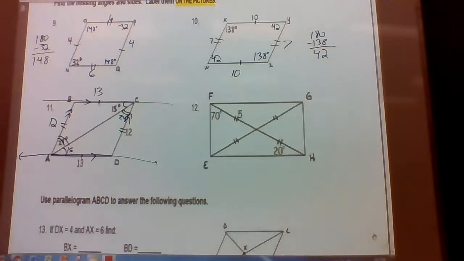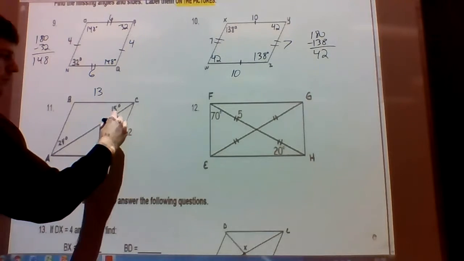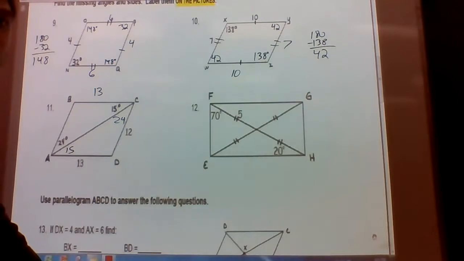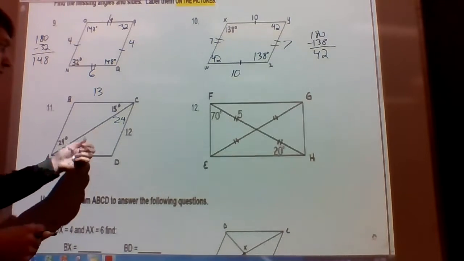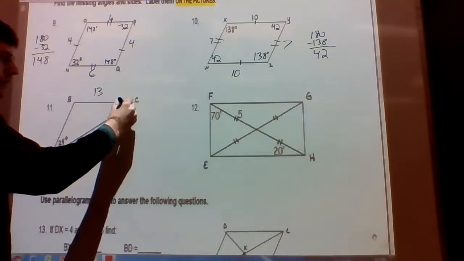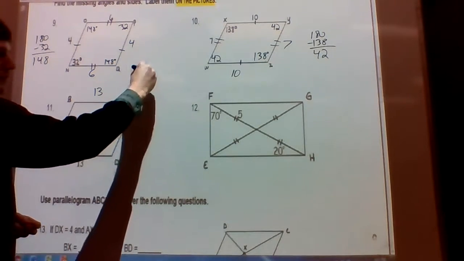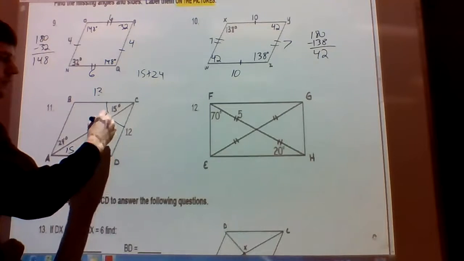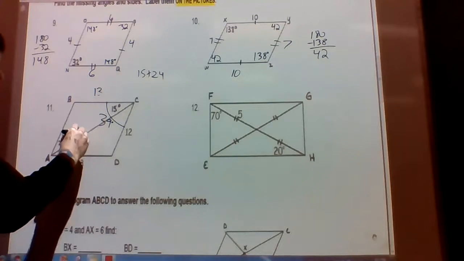Let me erase it so we can see a little better. So this is 24, and this is 15, because of alternate interior angles. The alternate interior angle theorem says that if the lines are parallel, then the alternate interior angles are congruent. So 15 and 15, 24 and 24. So what does that make the whole angle? This whole angle is 15 plus 24, which gives us 39. So if we drew this in here, this is 39 degrees, and this one down here will also be 39 degrees.